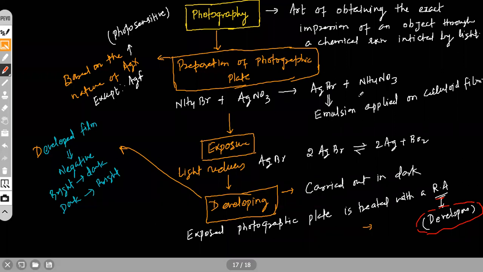Emulsion of AgBr is applied on celluloid film. And the very important thing is this one. They have asked this question many times. We don't use AgF because it is insensitive towards light. Understood this?